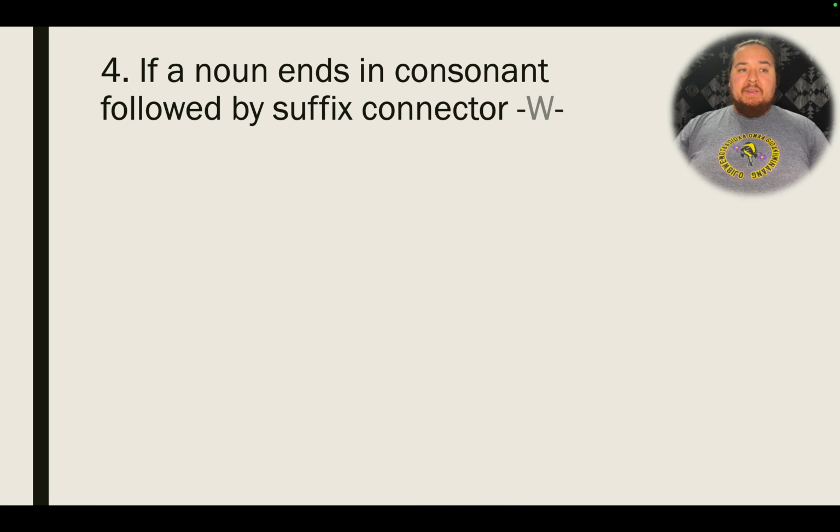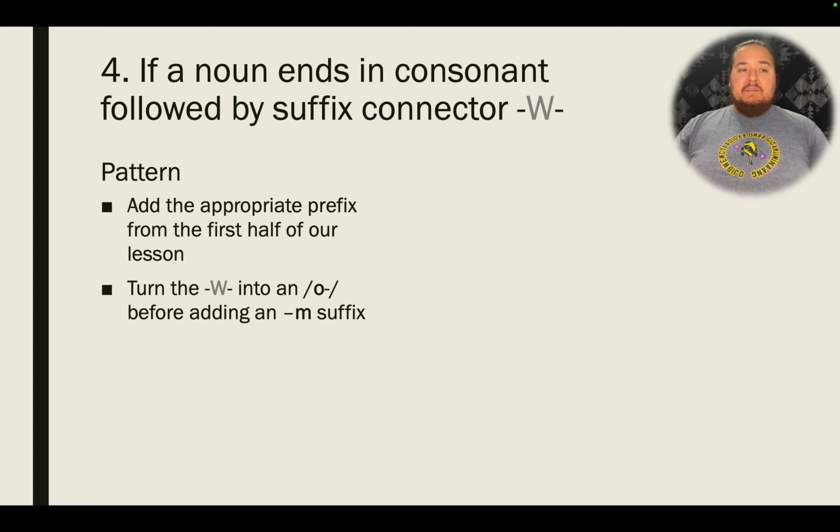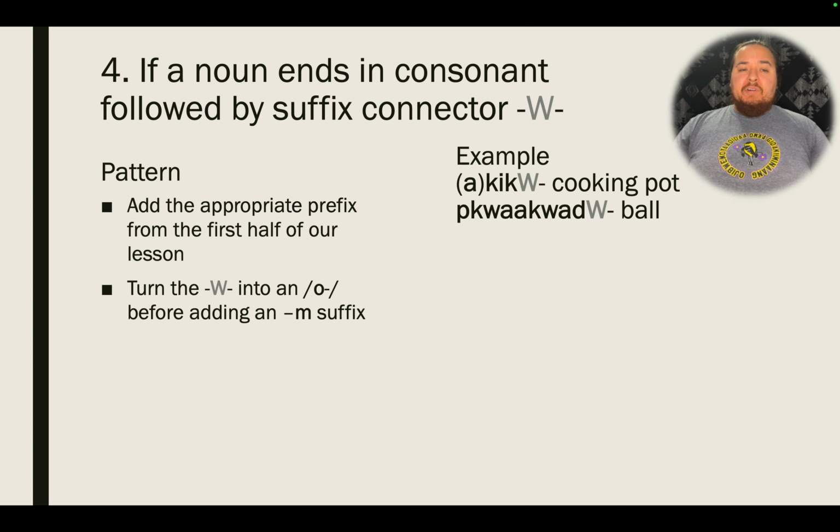So rule number 4, if a noun ends in a consonant sound, followed by a suffix connector, capital W, again, add the appropriate prefix as indicated by the first half of the lesson. Turn the W suffix connector into an O sound before adding the M suffix. So for our examples here, we're using kick, which has a W suffix connector for cooking pot, and pquaquid, which has a W suffix connector and means ball.